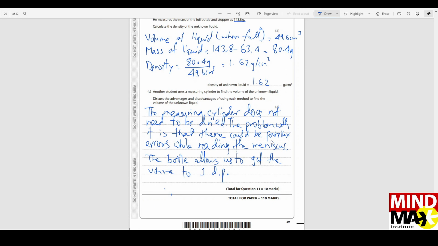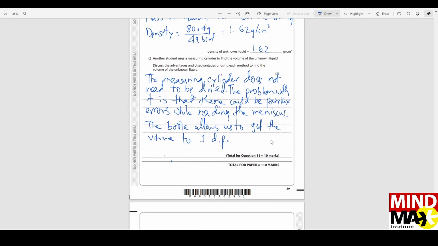So these are a few of the advantages and disadvantages. You can go for others as well. There are other options as well, but I gave these ones. It's 3 marks, so I gave 2 advantages and 1 disadvantage: 1 advantage of the measuring cylinder, 1 advantage of the bottle, and 1 disadvantage of the measuring cylinder. So that's the end of this paper.